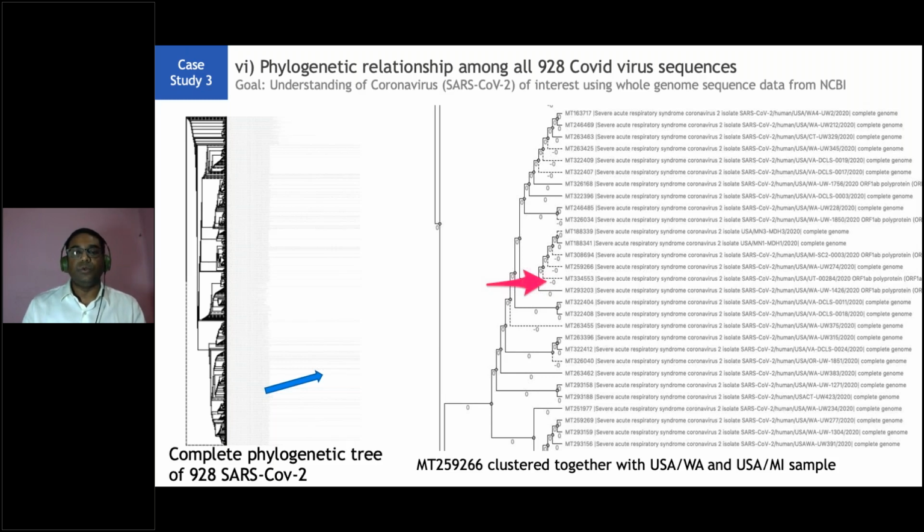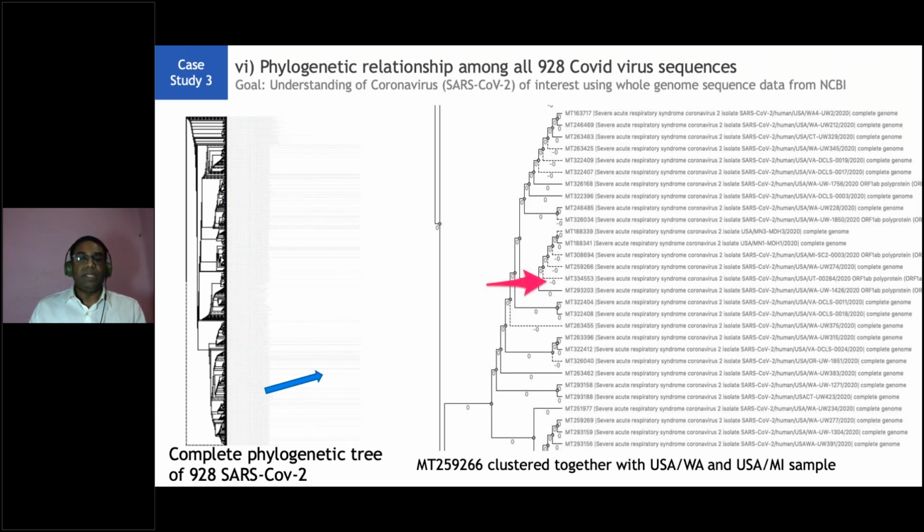And so if you look deeply, you will see that the phylogenetic tree indicates MT334553 is closely related with MT259266 from USA Washington and MT308694 from USA Michigan.